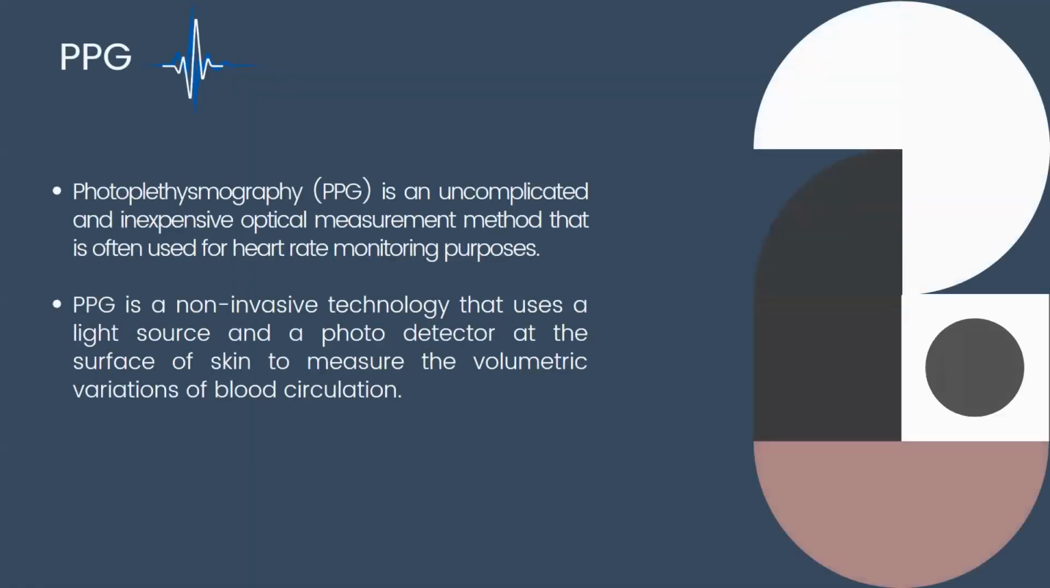PPG, photoplethysmography, is an uncomplicated and inexpensive optical measurement method that is often used for heart rate monitoring purposes. PPG is a non-invasive technology that uses a light source and a photodetector at the surface of skin to measure the volumetric variations of blood circulation.